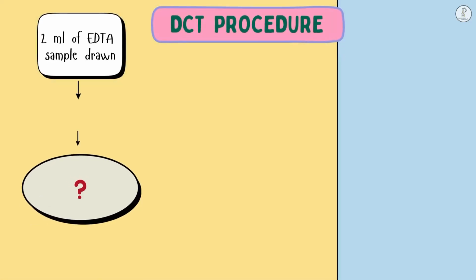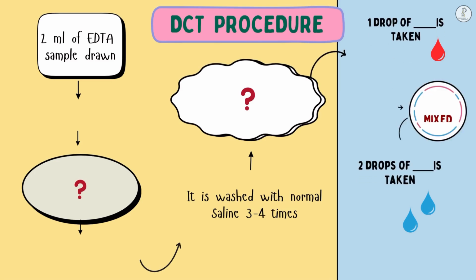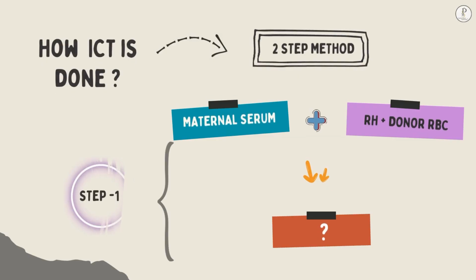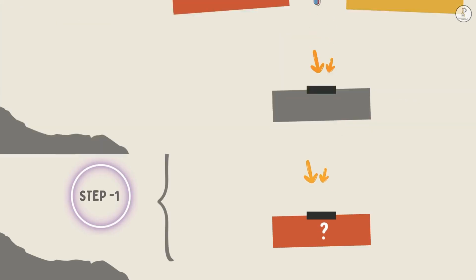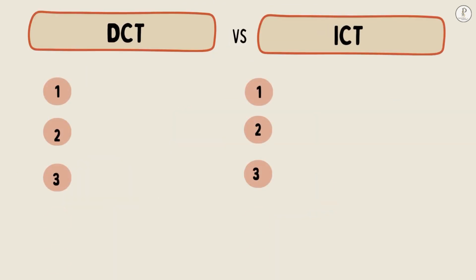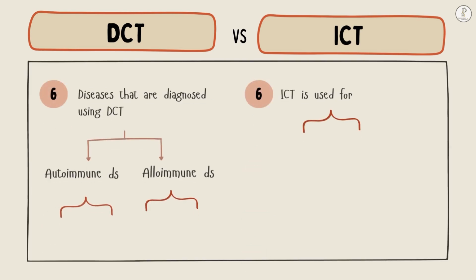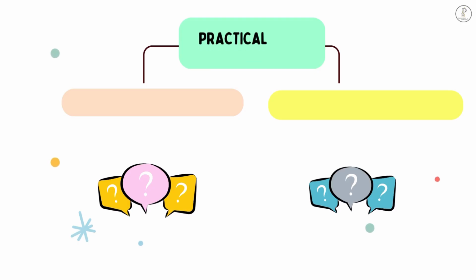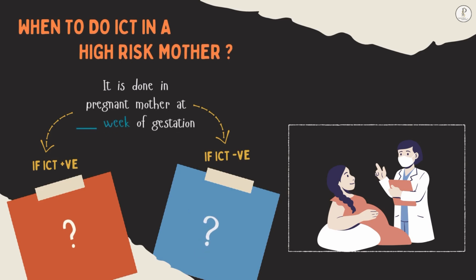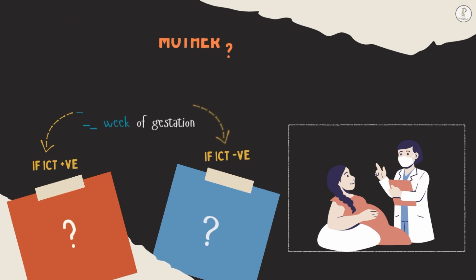what is the procedure of DCT step by step, what is indirect COOMBS test, how ICT is done. And what is the difference between direct COOMBS test and indirect COOMBS test? Practical use of DCT and ICT in different disease conditions. And when to do ICT in a high-risk mother.